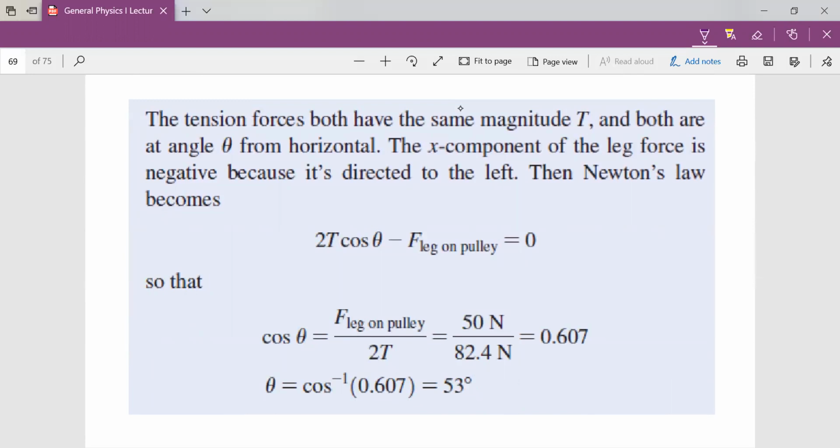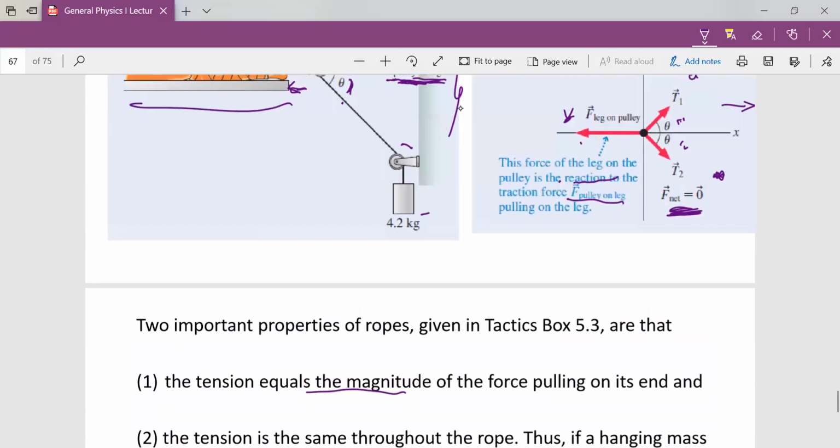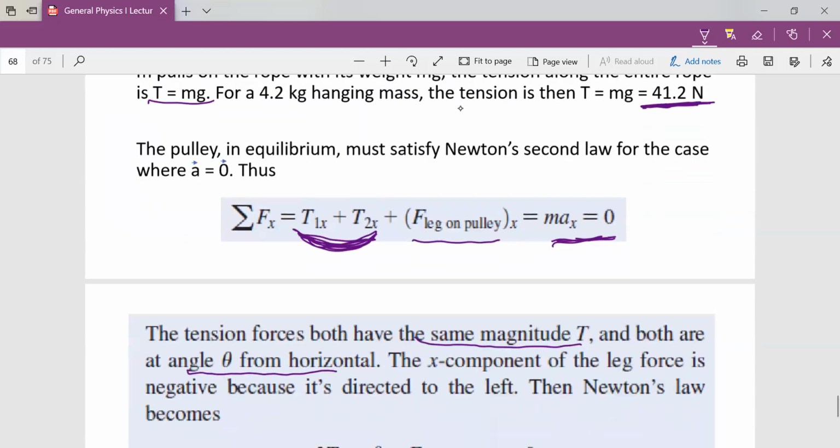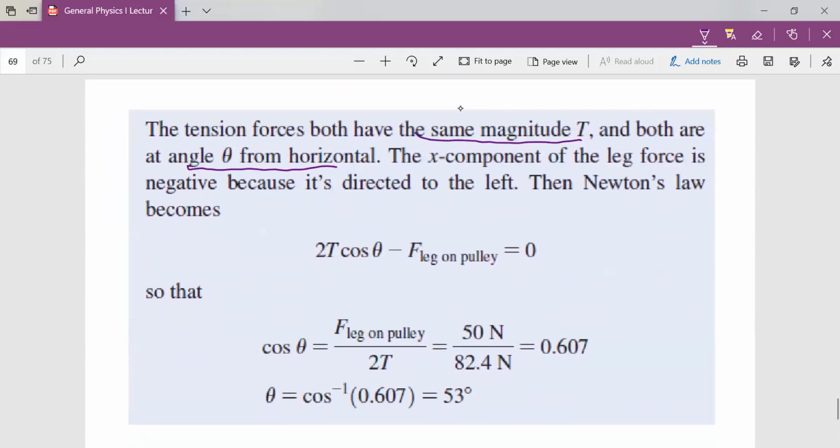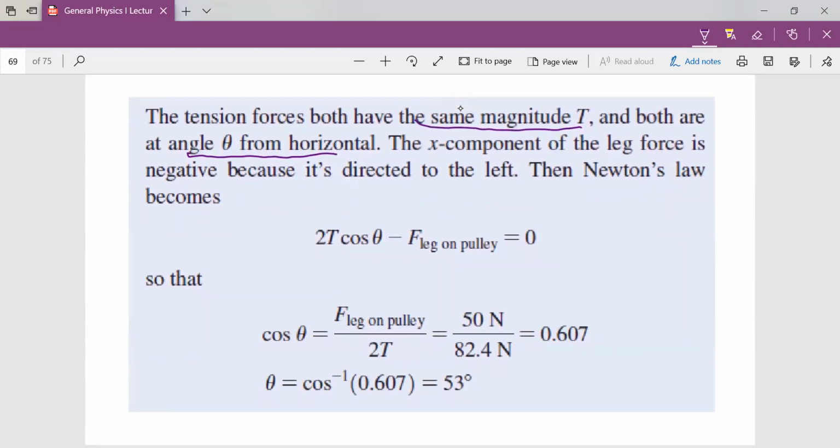So the tension forces, we have emphasized that they will have the same magnitude. So the magnitude of T1 is the same as the magnitude of T2, and both are at the same angle from the horizontal line, from the x line. Okay, so the angle on both, as seen in this diagram, is also the same. All right. So the x component of the leg force is negative because it's pointing to the left.